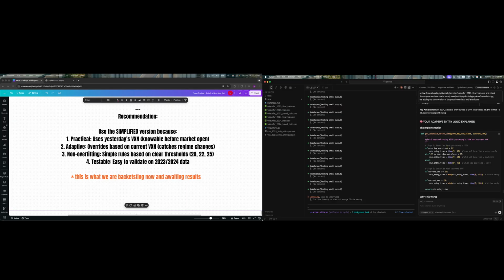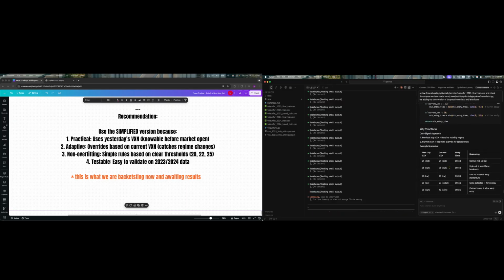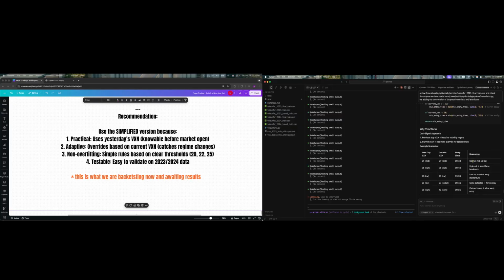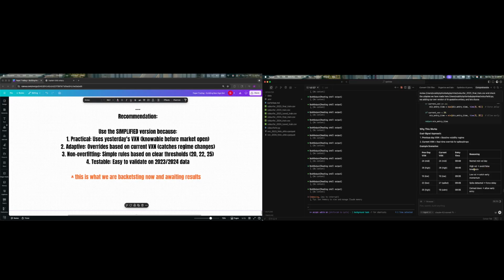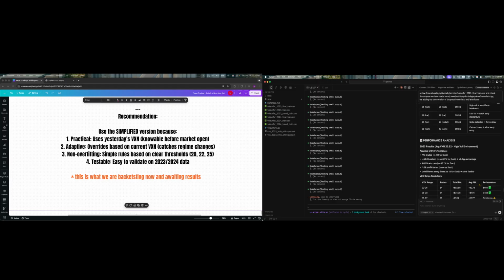Implementation. Why this works. Normal, high: avoid fake out. Low: catch early spike. Okay. 2023 high VXN environment, 114 trades, 100 versus 112, 53%.